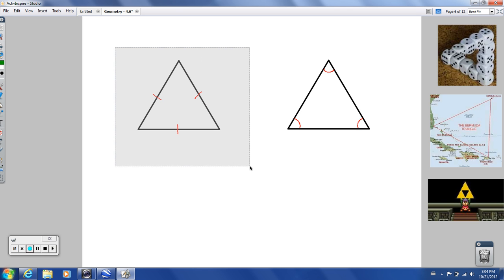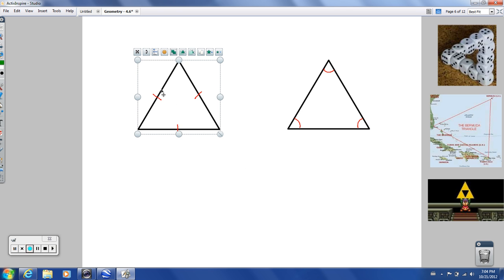I want to show you something pretty cool. I can just take this. Do you think this is going to hold true if I have an equilateral triangle? Do you think it's also going to be equiangular?